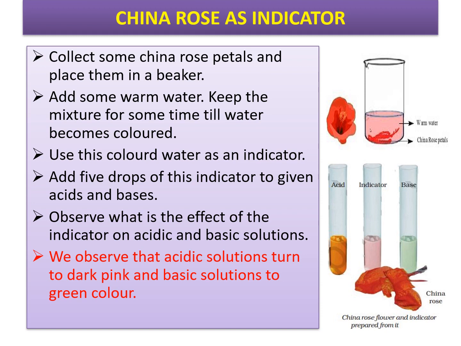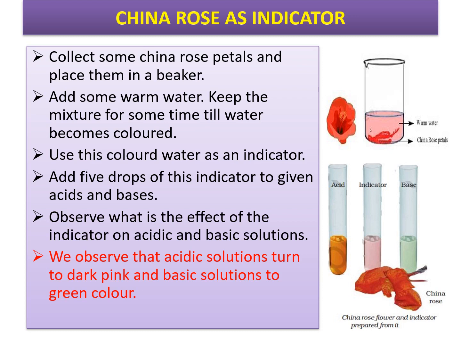After that, what to do? Add 5 drops of this indicator to the given acids and bases. We already have some acid solutions and basic solutions, and we have to add 5 drops of this China rose petal indicator to each and every acid solution and basic solution. After that, just observe what changes are happening. Let us wait and observe the effect of the indicator on acidic and basic solutions. Just wait for 5 minutes and we can see what changes are happening.